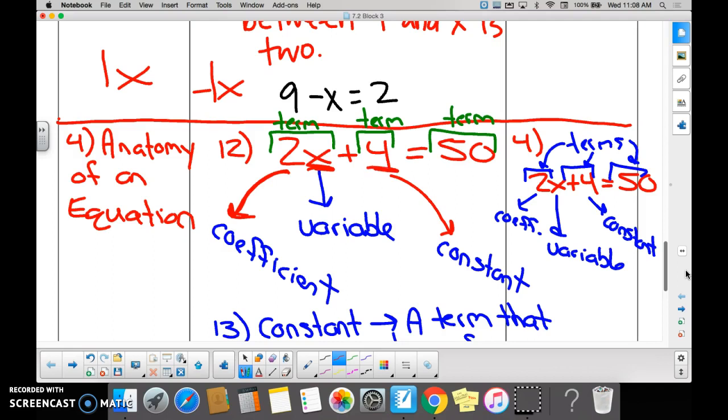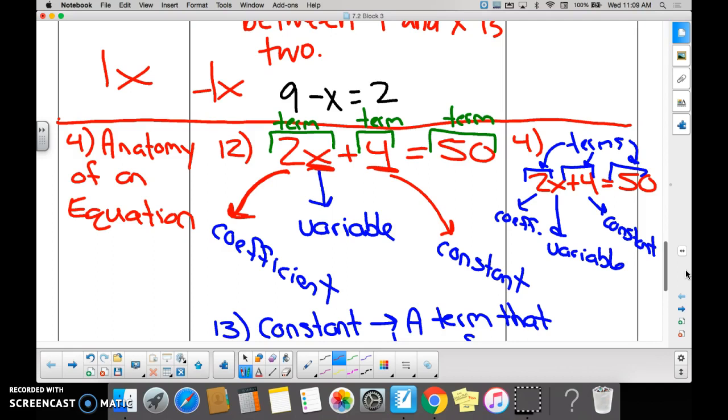Okay, what is this called? Constant. Is the constant ever going to change? No. In an equation, is the constant ever going to change? Never. I did say never. In 2x plus 4, are we ever going to change the 4? In that equation, that constant will stay 4 always.